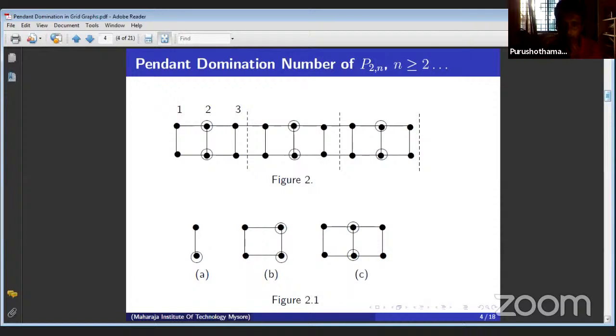Consider 3 cases. Case 1, n congruent to 0 mod 3; case 2, n congruent to 1 mod 3; case 3, n congruent to 2 mod 3. In the first case, we consider figure 2 along with A. For case 2, figure 2 along with B. Case 3, figure 2 along with C. In this figure, the vertices enclosed by a circle indicate that the particular vertex belongs to the pendant dominating set.